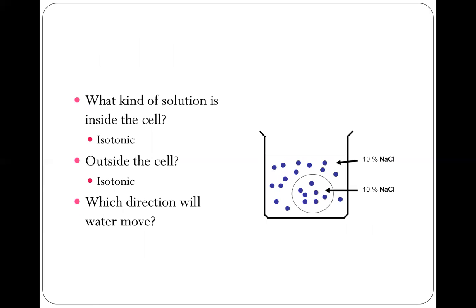Okay, so we went through all of these: 10% and 10%, it's isotonic both in and out of the cell. The water moves in and out at the same rate. If I have 10% outside and 20% inside, the inside of the cell is hypertonic. It's a higher concentration. Outside of the cell is hypotonic compared to inside of the cell, and the water is going to move into the cell. Okay. 30% outside, 10% inside. And now I'm looking at a hypotonic solution inside of the cell as compared to a hypertonic one outside, and the water will now move out of the cell.